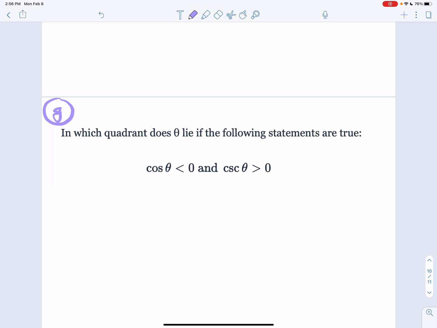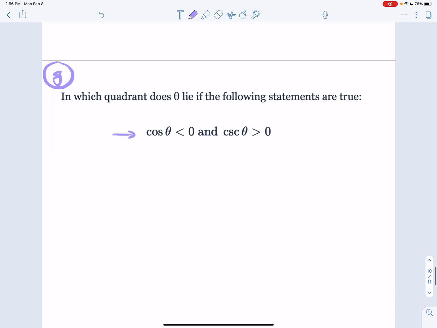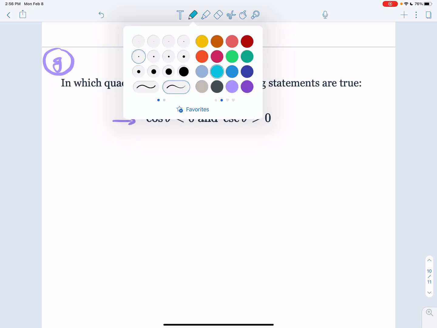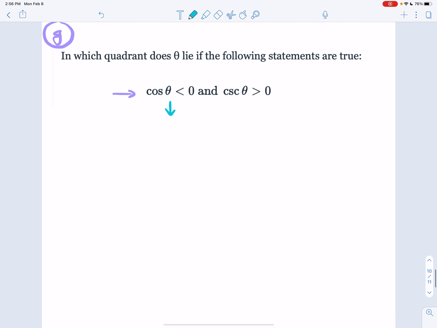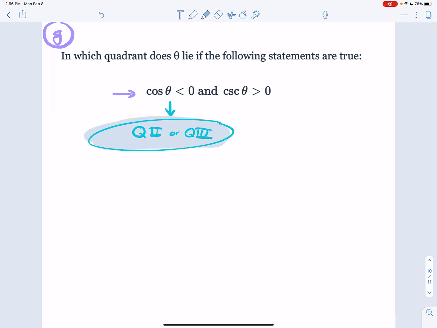Part G. In which quadrant does theta lie? Go ahead and try this one here. Press play when you're ready. All right, cosine can only be less than 0 or negative in quadrants 2 or 3. Okay, so we narrowed it down to 2 quadrants, okay? Over here it says cosecant is greater than 0, so cosecant is positive. But if cosecant is positive, so is its reciprocal, sine. So where is sine also positive? That only works in quadrant 2.